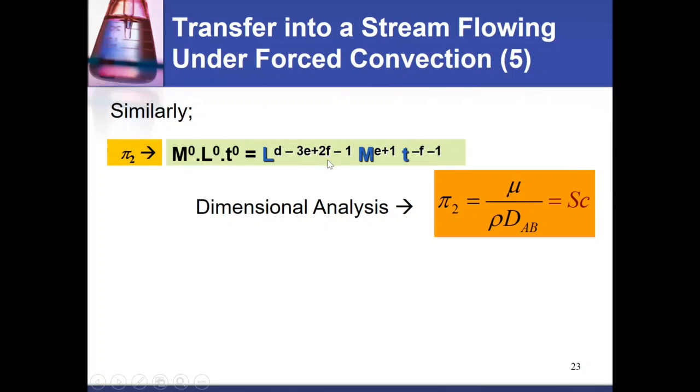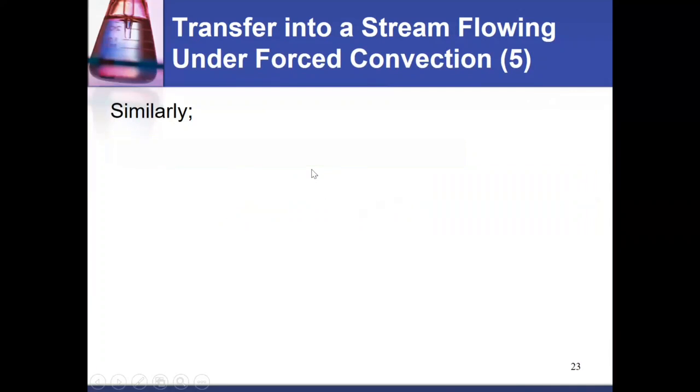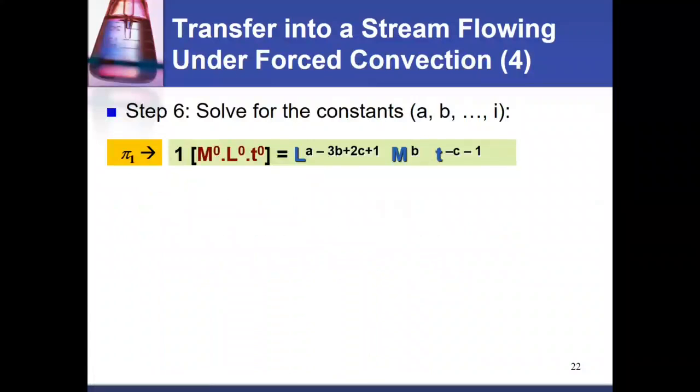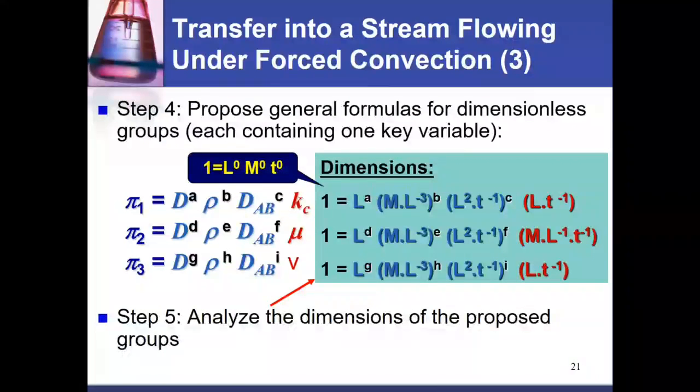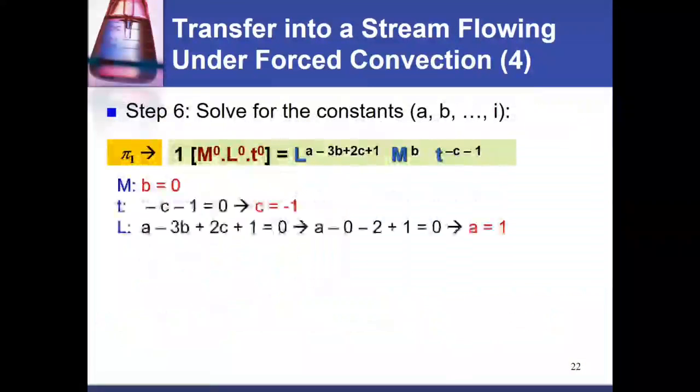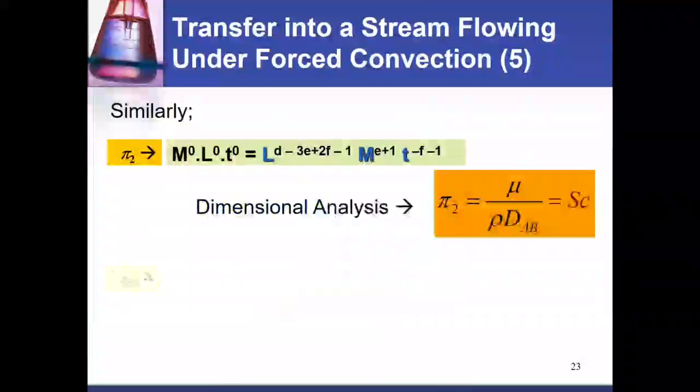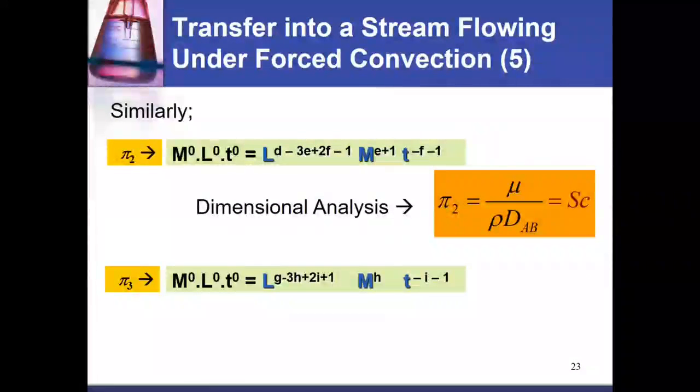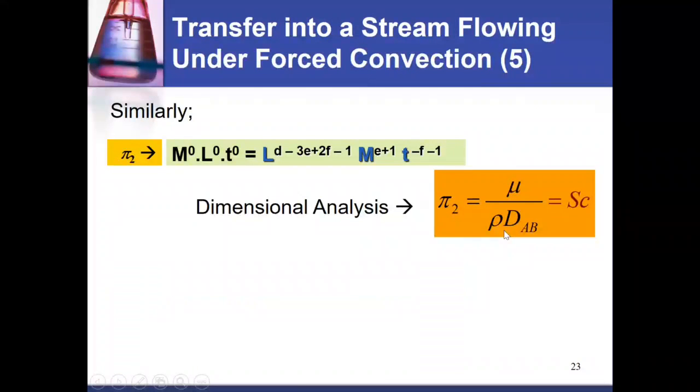So you solve, you will find that D, if you go back here, should be power of 0. So D will be 0 there. So you get mu over rho DAB, which is the same as we defined as Schmidt number. So from the second dimensionless group, pi2, we get Schmidt number.